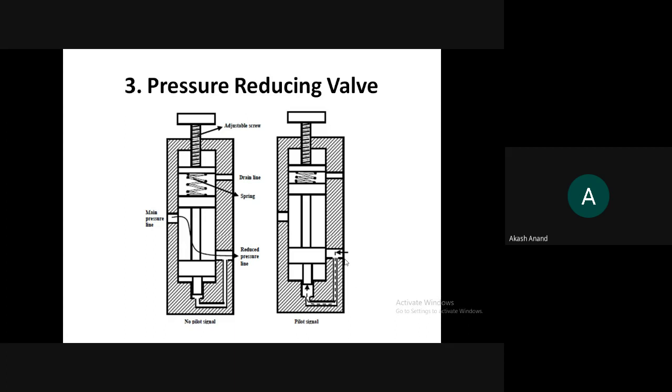Okay, pilot means just an additional pressure to control. That is a controlling pressure. Okay, a pilot signal. Here the signal is maybe in hydraulic form.